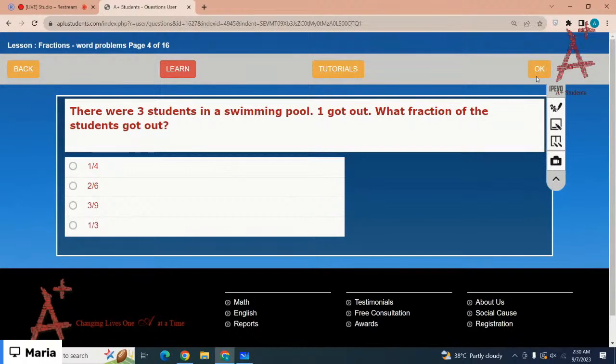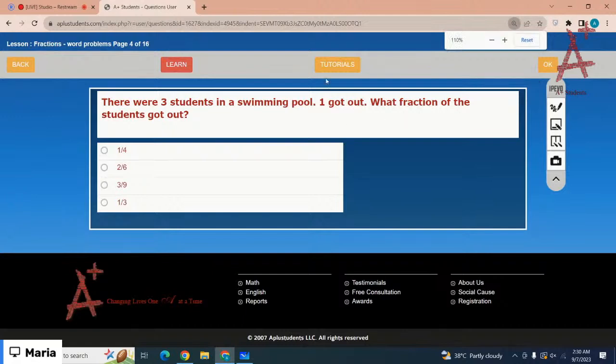There were 3 students in a swimming pool. One got out. What fraction of the students got out? So which is the correct option? The correct option is very good. That would be 1 out of 3 because the total students were 3, and just one of them got out. So it is 1 out of 3. Very good.